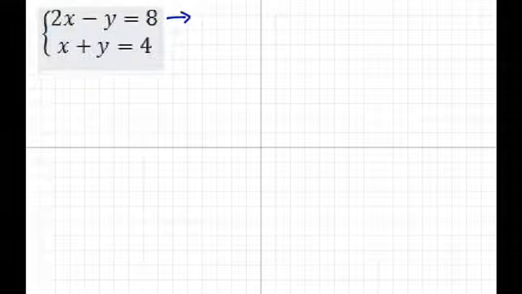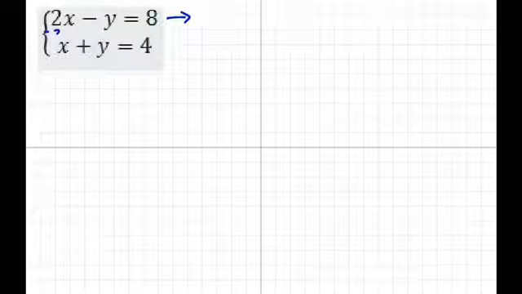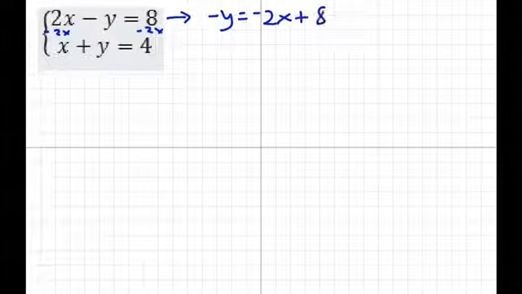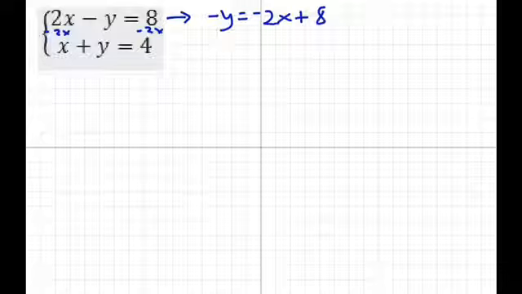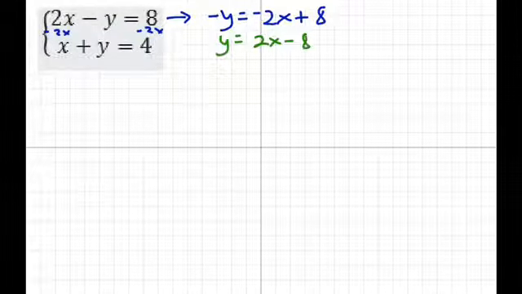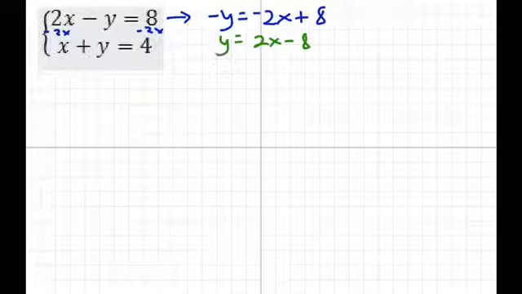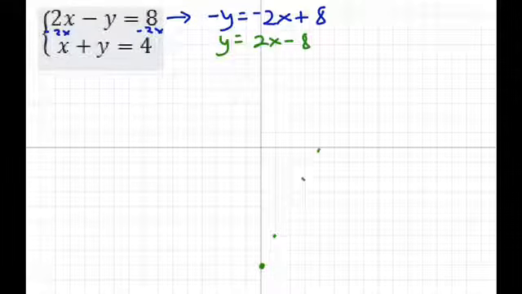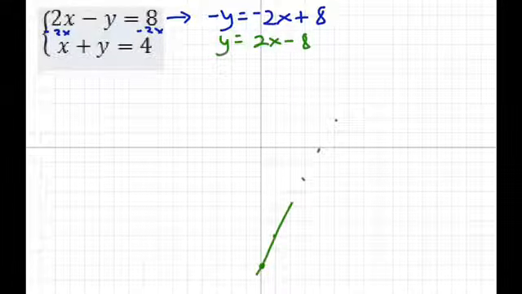in slope-intercept form. So this first one, if I subtract 2x from both sides, I'm going to have negative y equals negative 2x plus 8, and then I'm going to divide everything by negative 1. So I'll have y is equal to 2x minus 8, and I can graph that. So I will go down to my intercept, and you can do this on your paper, and then you're going to have a slope of 2. And we're going to draw our line.